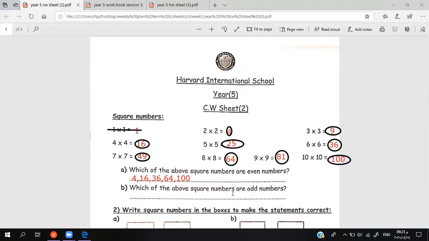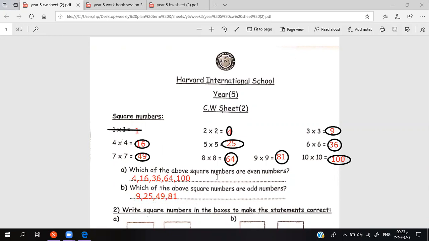Which of the above square numbers are an odd number? Let us see. I already wrote the 4. What about the 9? Yes, 9 is an odd number. I wrote the 16. What about the 25? Definitely the 25 is an odd number. I wrote the 36. Now the 49 is an odd number. And the last odd number I have is the 81.